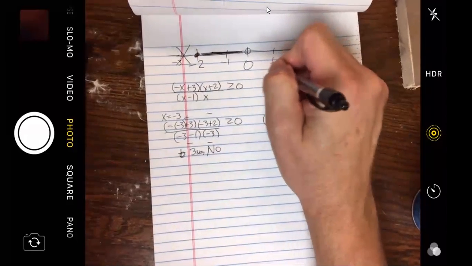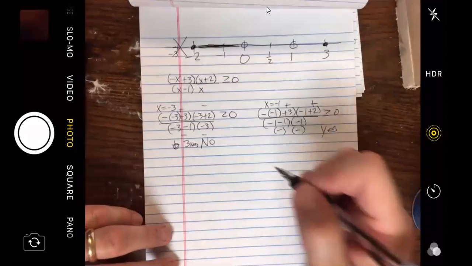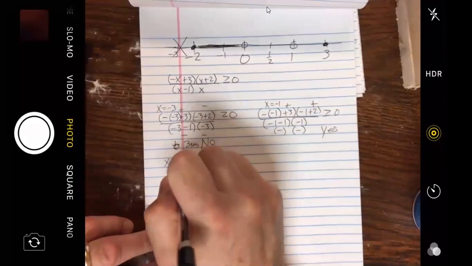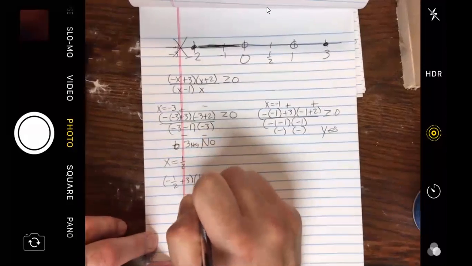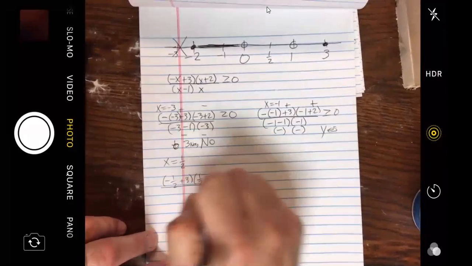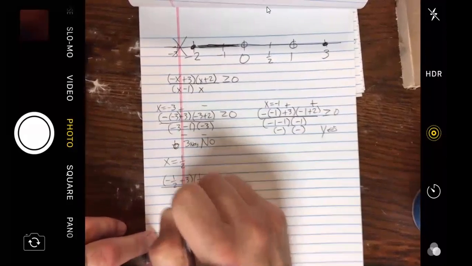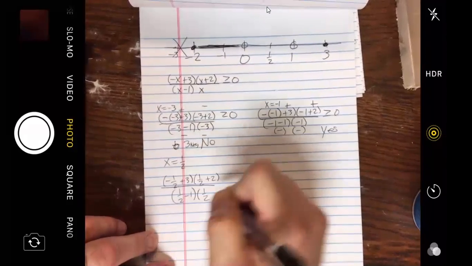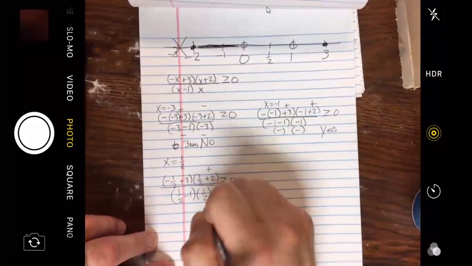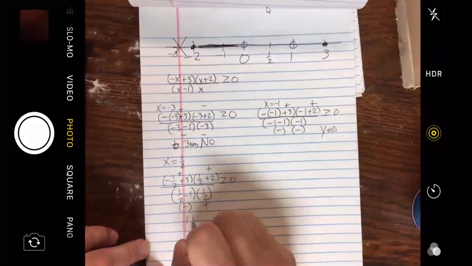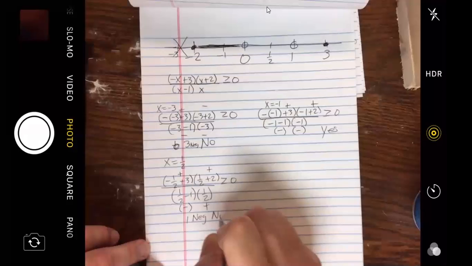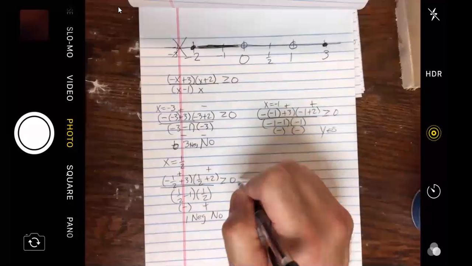A half, between 0 and 1. So x is a half. Negative a half, add 3. A half, add 2. A half minus 1, and a half. Positive, positive. This is negative. This is positive. That's 1 negative.